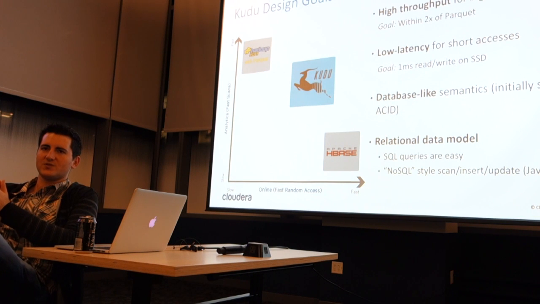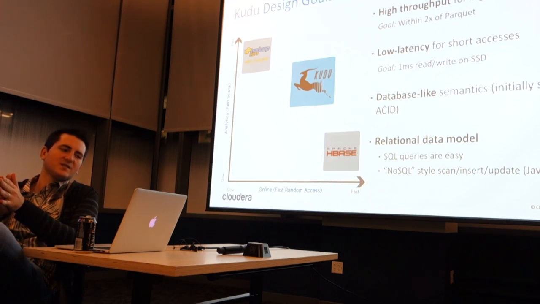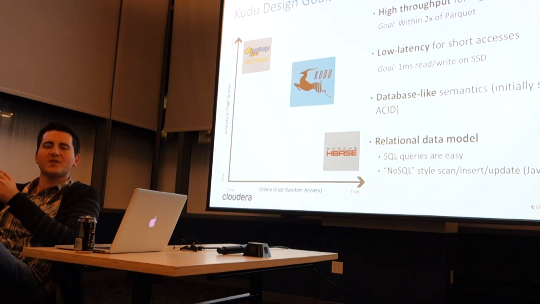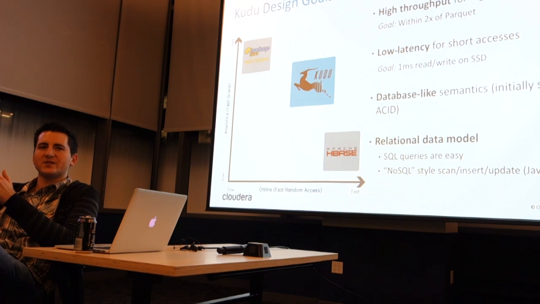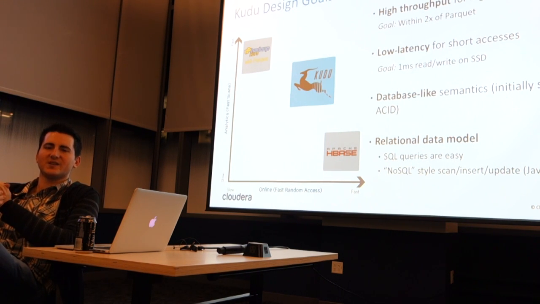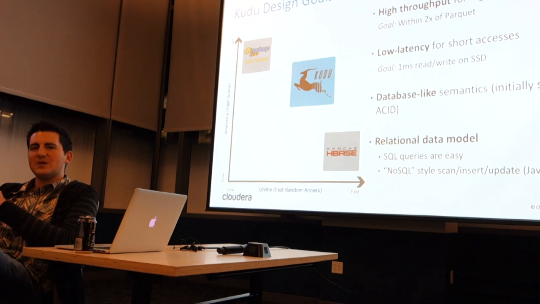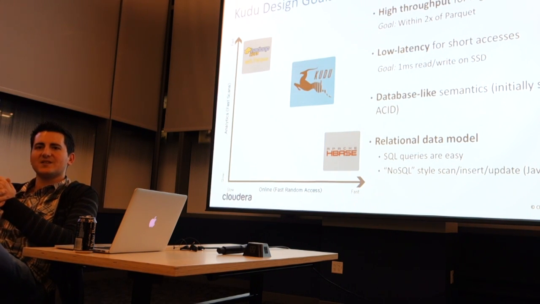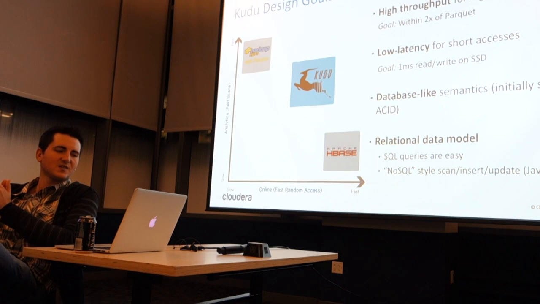We wanted the product to have high throughput for scans, really close to Parquet, within 2x of Parquet. Most of the time we expect to be a little slower, although there are some tricks you can play where you might end up faster. Low latency, so maybe not always as fast as HBase in all cases, but for a certain set of trade-offs, you should be able to make it work for your use case.